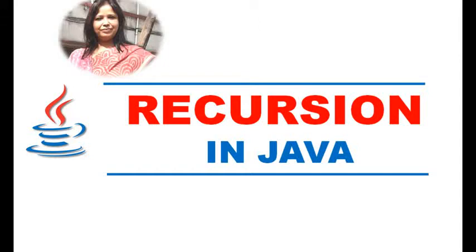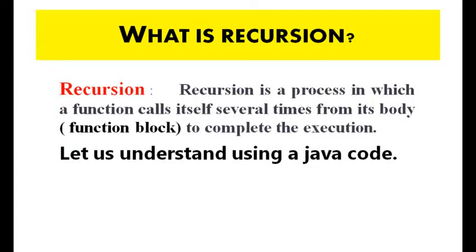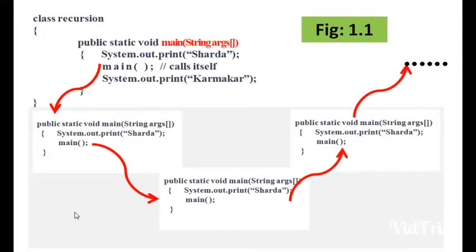What is recursion actually? Recursion is a process in which a function calls itself several times from its body, which is called a function block, to complete the execution. Let us understand using a Java code. Look at the figure on the screen, that is figure 1.1.